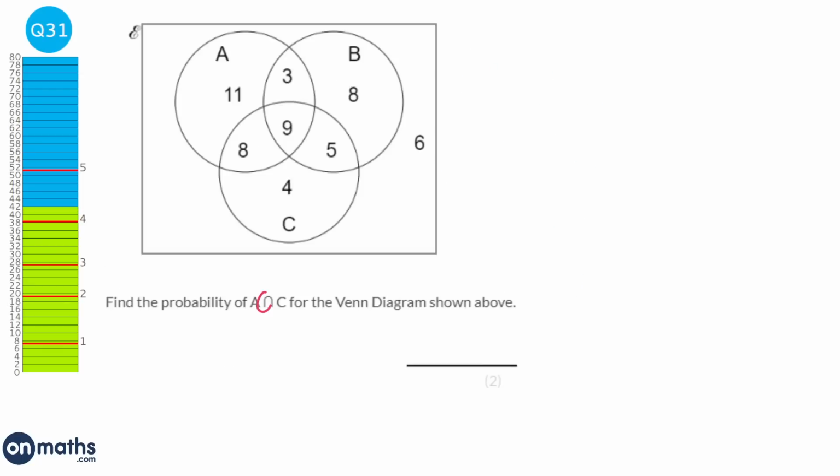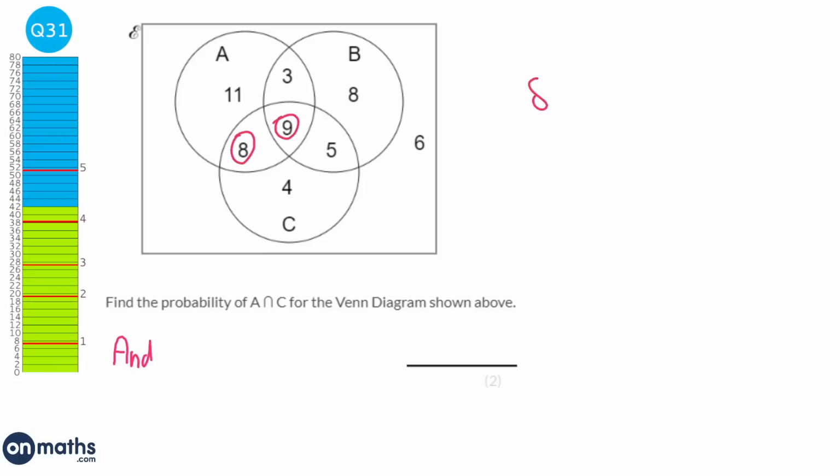So the symbol here basically means "and". The way I remember it is if you draw that symbol and just put a line through it, you can make the word "and". So we're looking at the probability of getting something that is in A and C. The only ones that are in A and C are this 8 and this 9 here.